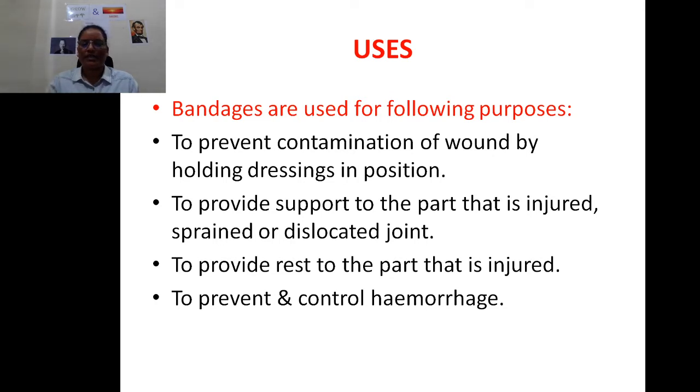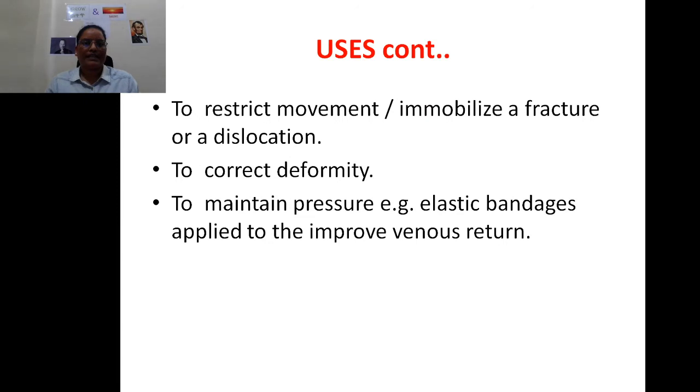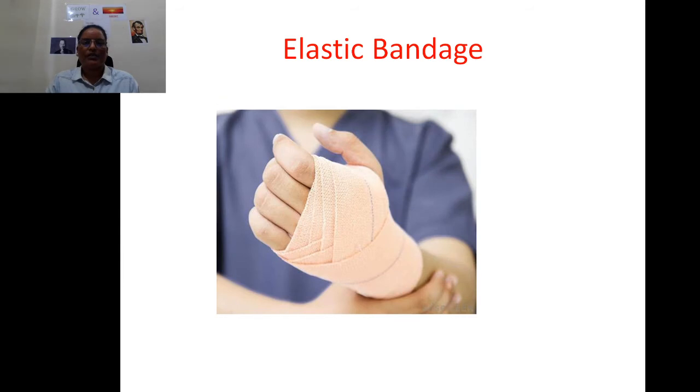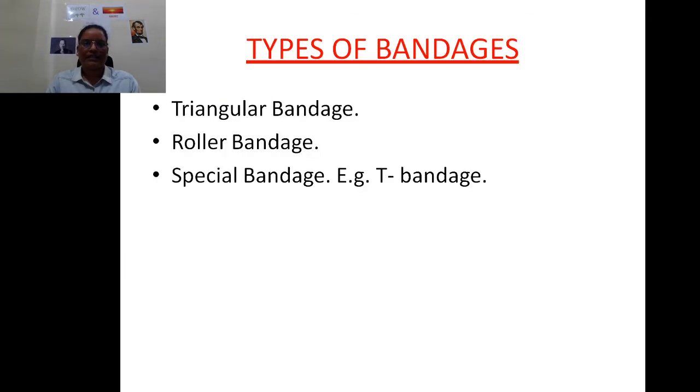prevent and control hemorrhage. The next is to restrict movement or immobilize a fracture or a dislocation, to correct deformity, or to maintain pressure with the help of elastic bandages applied to improve the venous return. This is the elastic bandage. Then next is types of bandages.